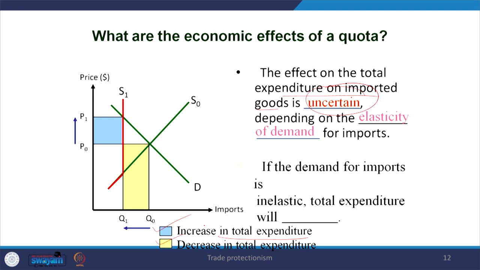If the demand for import is inelastic, that means this diagram will be steeper. When it gets steeper, it is tilting with little change in quantity, so the vertical distance will be higher. The price imposed will be much higher as compared to the fall in quantity. Therefore, when it is inelastic, total expenditure will rise, because the expenditure due to higher price is surpassing the fall in the quantity.